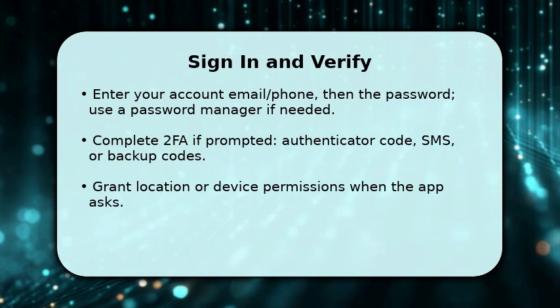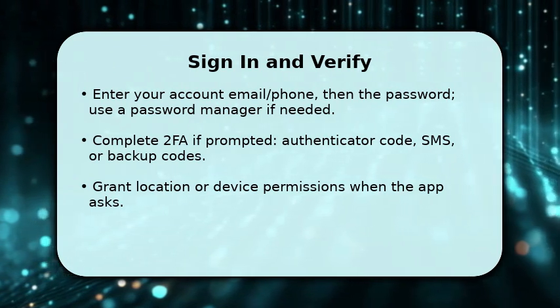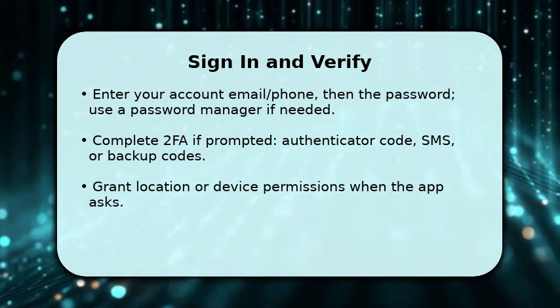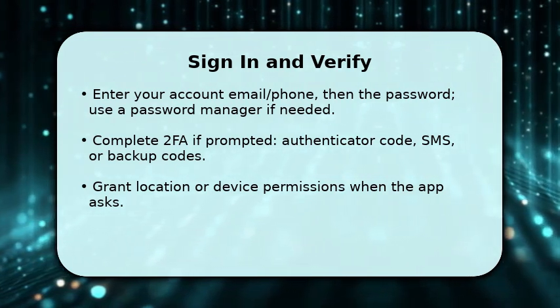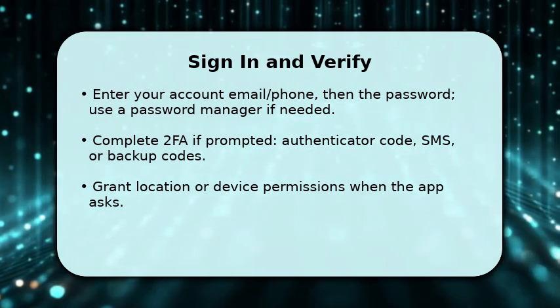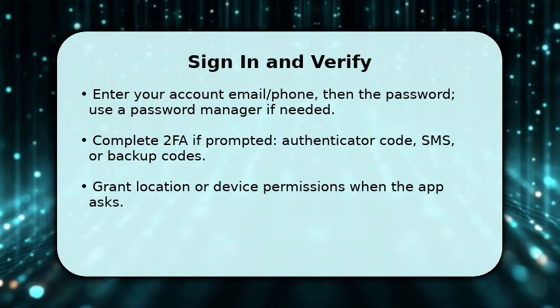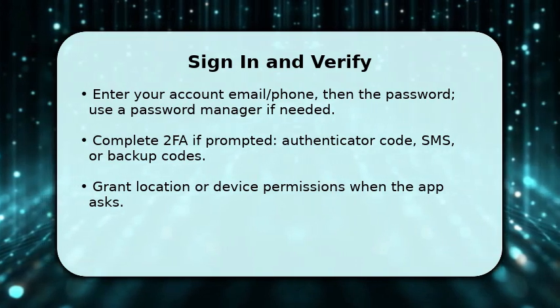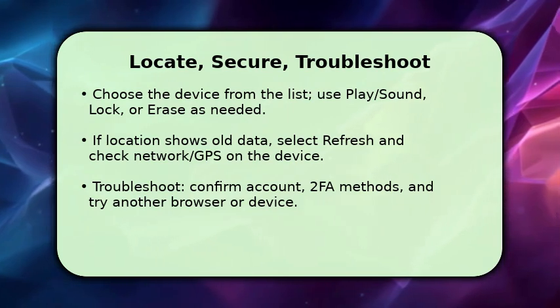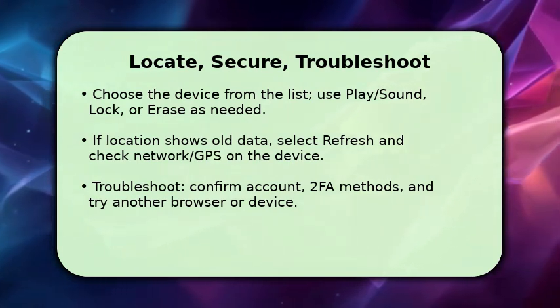After signing in, allow any requested permissions for location and device access so the app can pull the device. Make sure to select the correct account if you manage multiple accounts on the same phone or browser. You finish by selecting the missing device from the list and using the actions. Play sound to find nearby, secure/lock to protect data, or erase as a last resort.